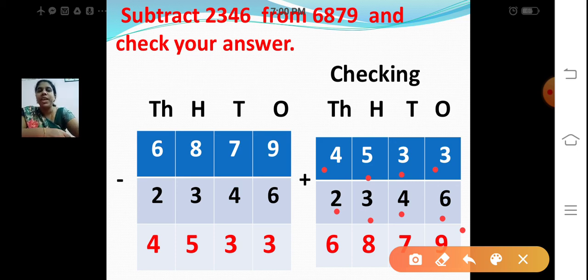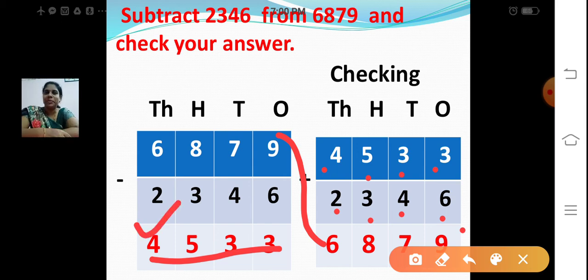So what's my answer? 6,879. I got the minuend, right? So my subtraction is correct, right?